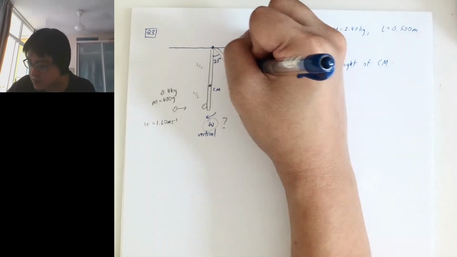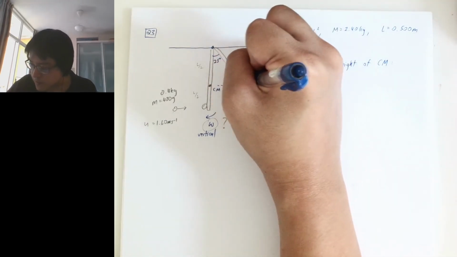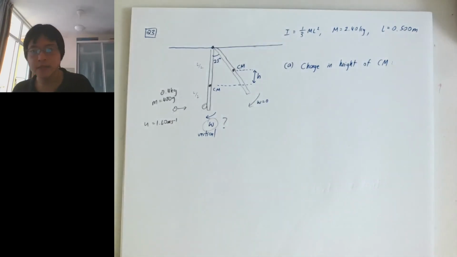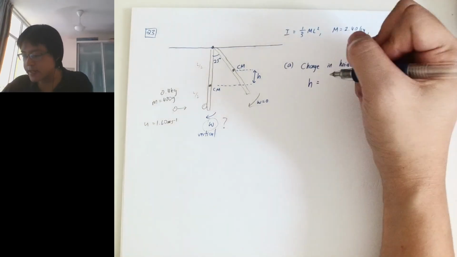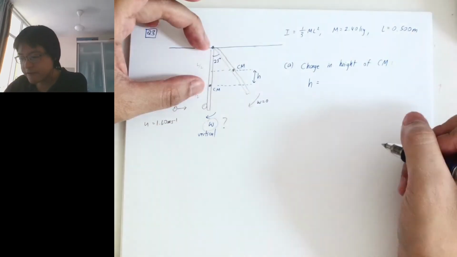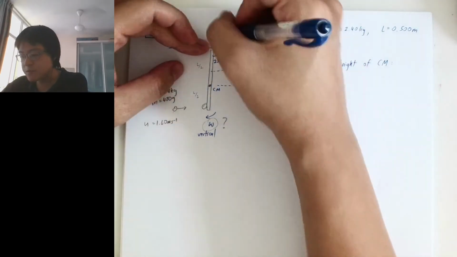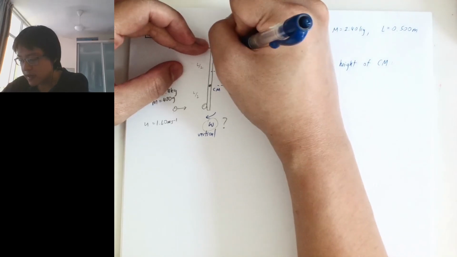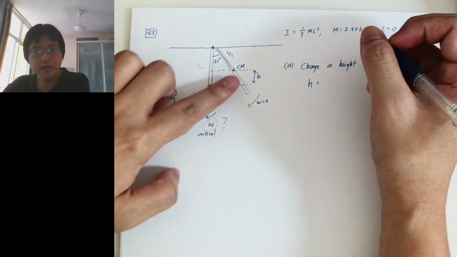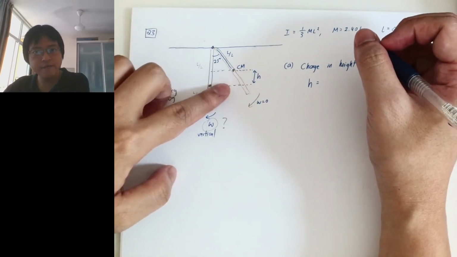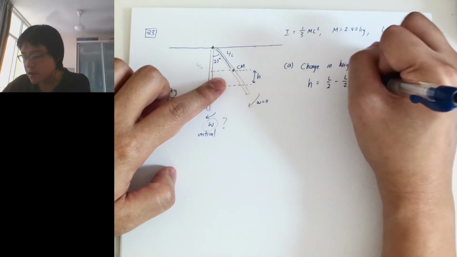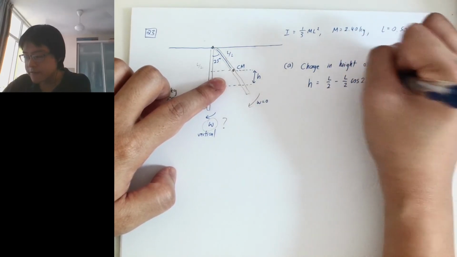So what is the change in height? Well, I can easily calculate it. The full length here is L half, and on this side it is still L half, and then L half cos 25. So do you agree that the change in height from here to here is L half minus L half cos 25?